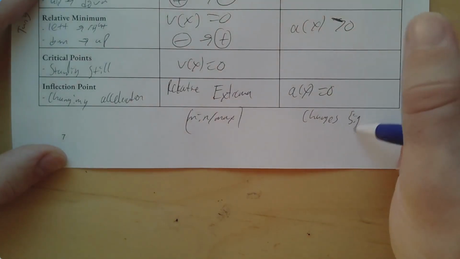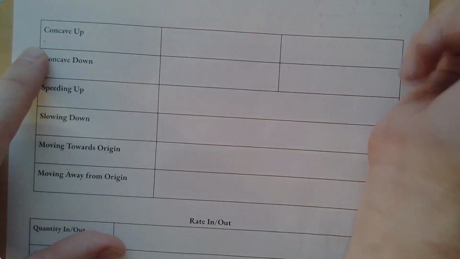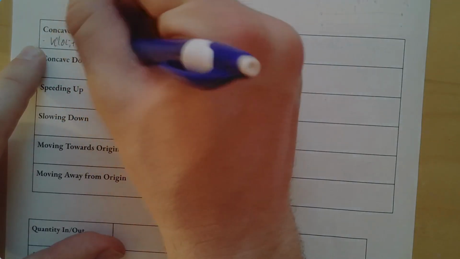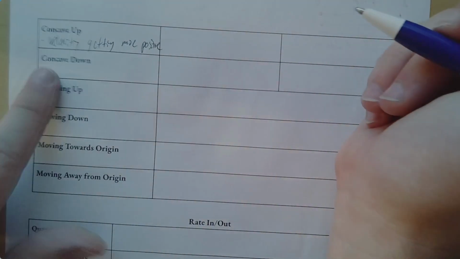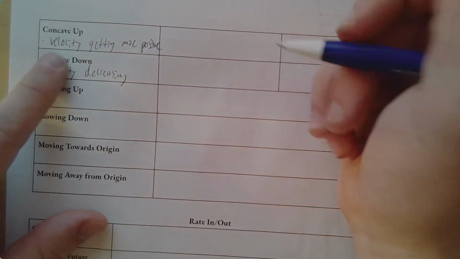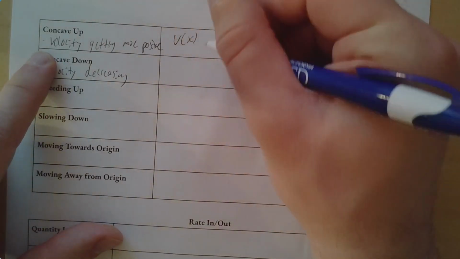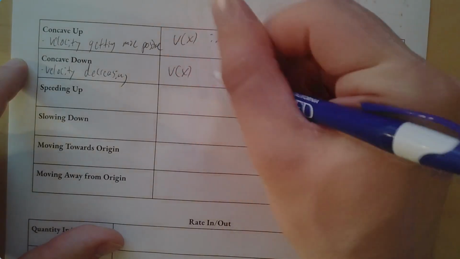I'm about to do this all over again, but without the particle motion aspect of it. If it's concave up, velocity is getting more positive. I guess you can just say velocity is increasing. Concave down, velocity is decreasing. So if that's true, then v of x must be increasing, and concave down v of x must be decreasing.